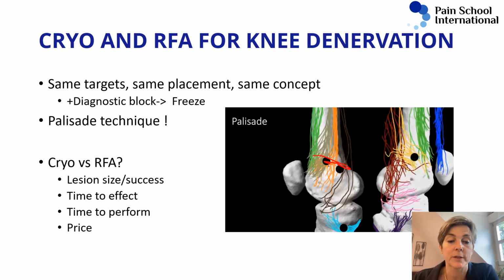Now, cryo doesn't have that. The lesion size is pretty big. Time to effect is very short because the patient will get off the table already loving you. That's perfect. But the time to perform takes forever if you want to do multiple lesions with the cryo. Also superomedial, superolateral, inferomedial, it's time consuming. And then finally you want to consider price.